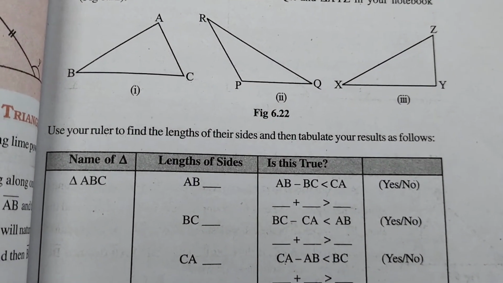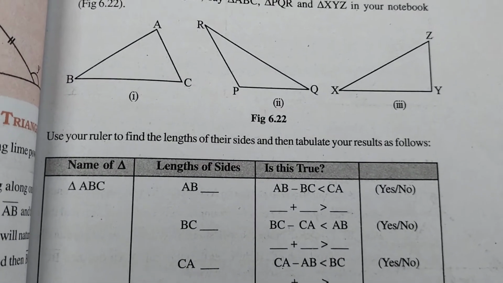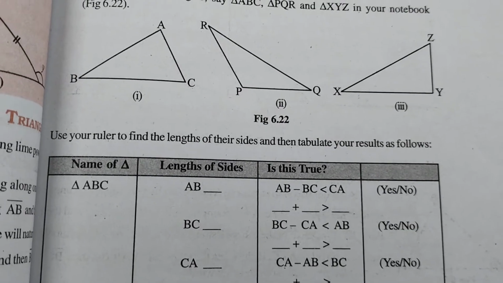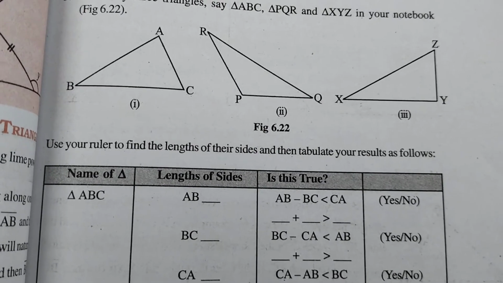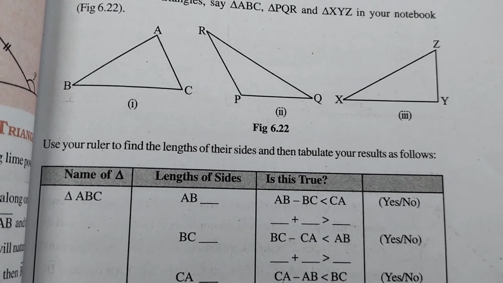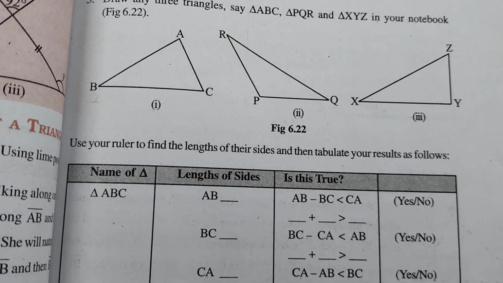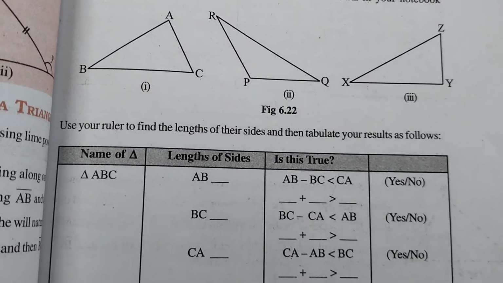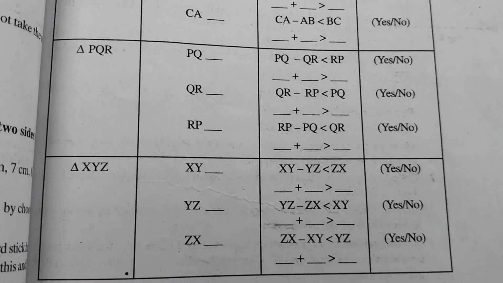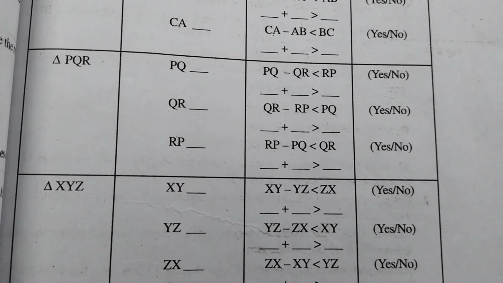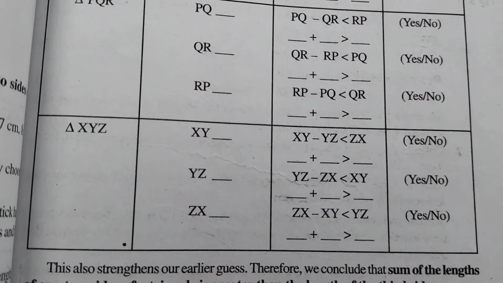Now if you subtract, is AB minus BC less than CA, do you accept yes or no? Then AB plus BC is greater than CA, you just find out. Similarly, BC minus CA is less than AB and BC plus CA should be greater than AB, right? Similarly CA. So this activity you have to verify for triangle PQR and triangle XYZ too. You need to verify this criteria: difference of the sides and sum of the sides.